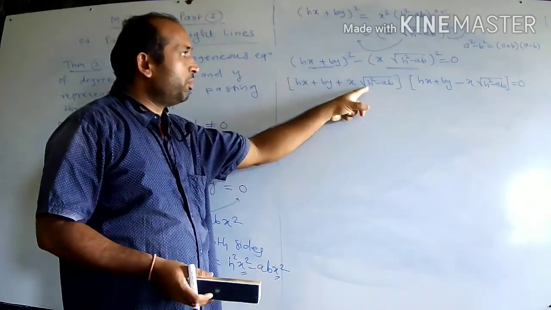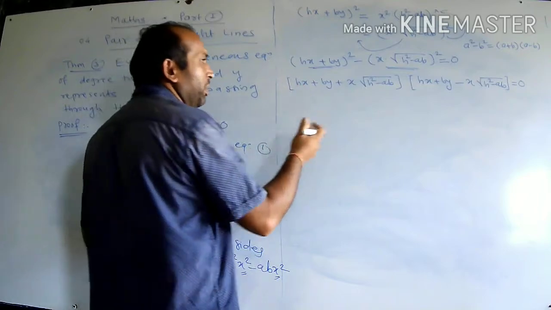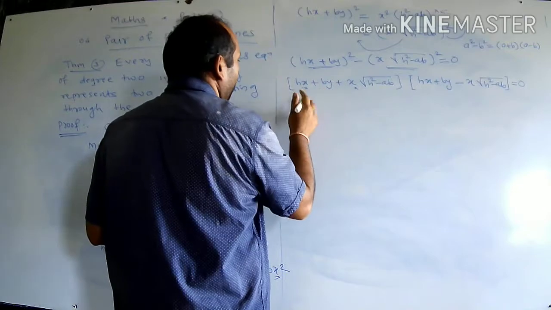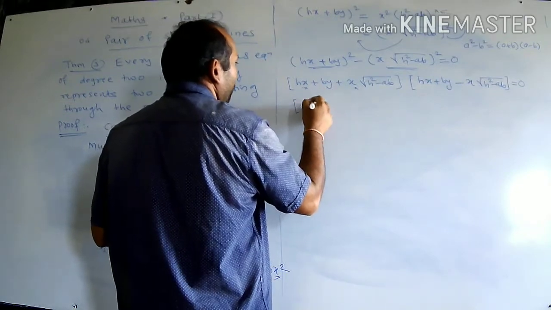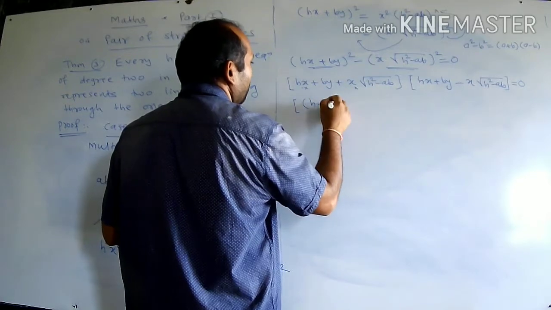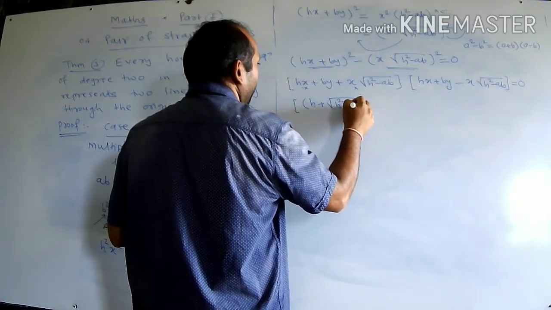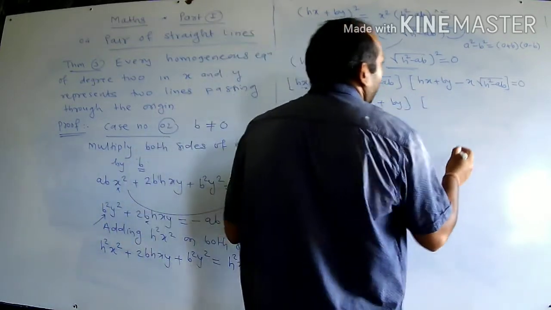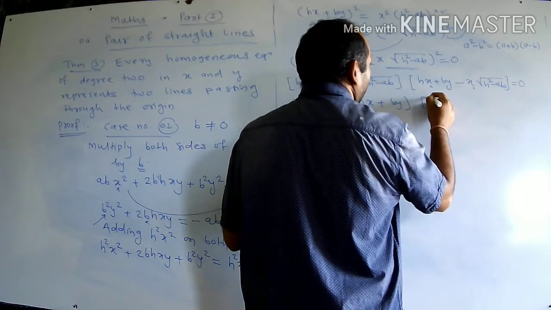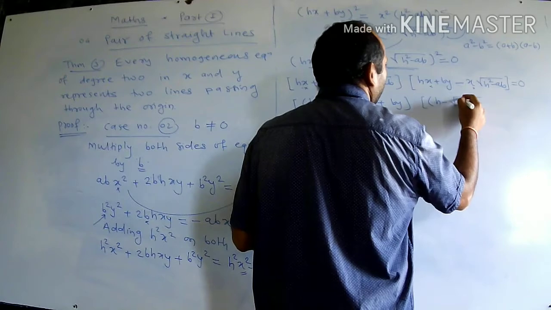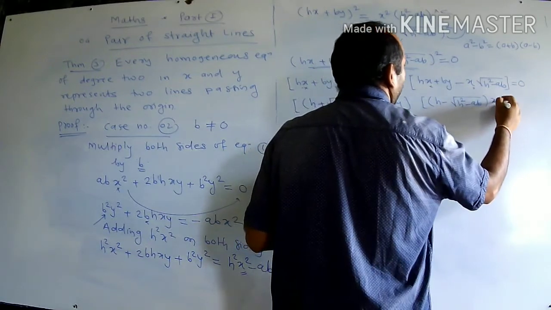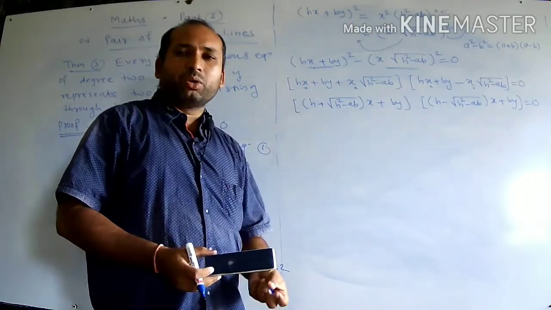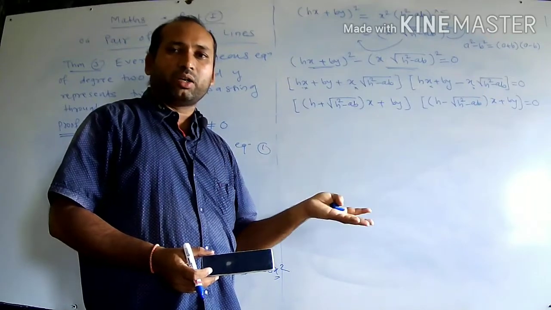We have used a simple formula, that is a square minus b square. Its factors are a plus b into a minus b. Then simplify these two brackets. Here these are the like terms. We can take x common. So in bracket we have h plus under root of h square minus ab into x plus by, then again take x common here. So in bracket we have h minus under root of h square minus ab into x plus by is equal to 0.